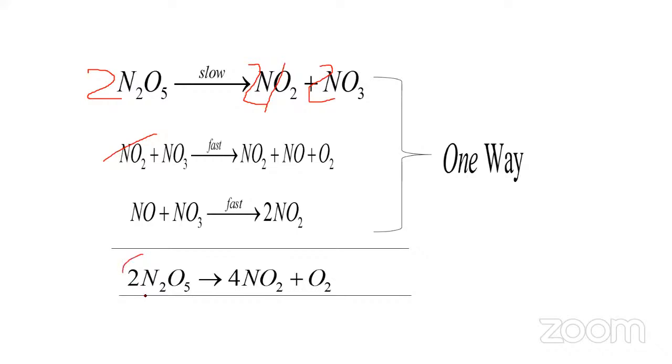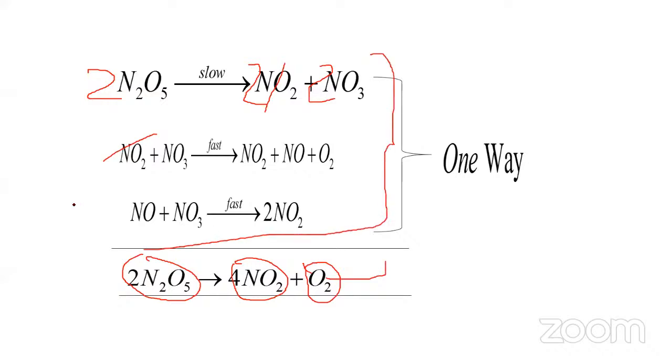When I add up, I will get 2 molecules of the 2 moles. I'll get 4 moles of this, and I'll get 1 of this. So this is the balanced chemical reaction. From here to this point is the mechanism of the reaction, giving account of all of how the reaction occurred.